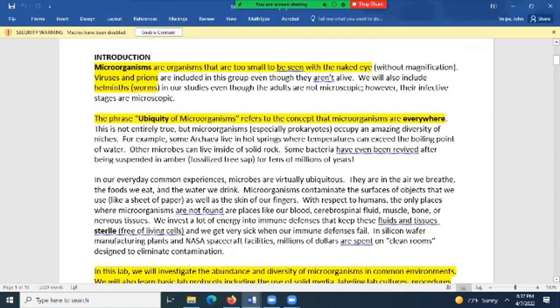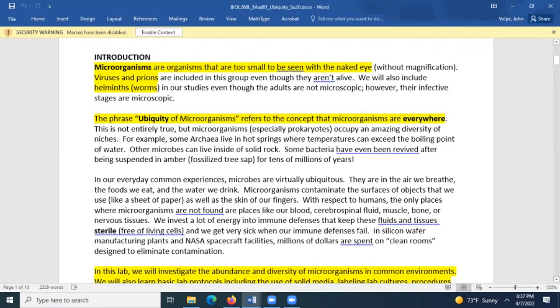Microorganisms are organisms that are too small to be seen with the naked eye. You need at least a light microscope or an electron microscope in order to see them. Viruses and prions are included, even though they are not cells, and most people say they are not alive, although some people could argue that. We're not going to get into that. Microorganisms also include the helminths, which are worms. And I've already discussed that in the lecture.